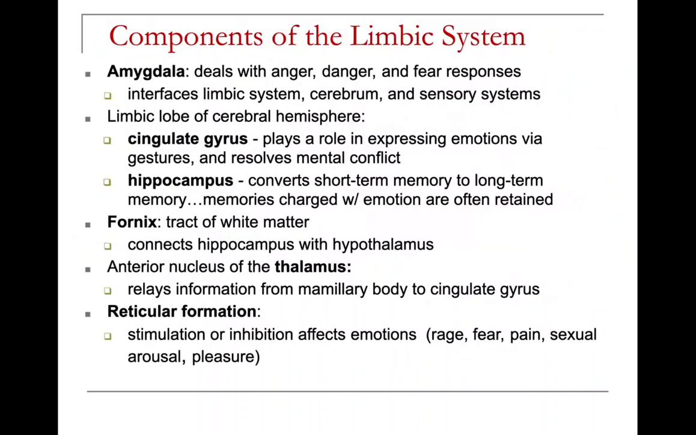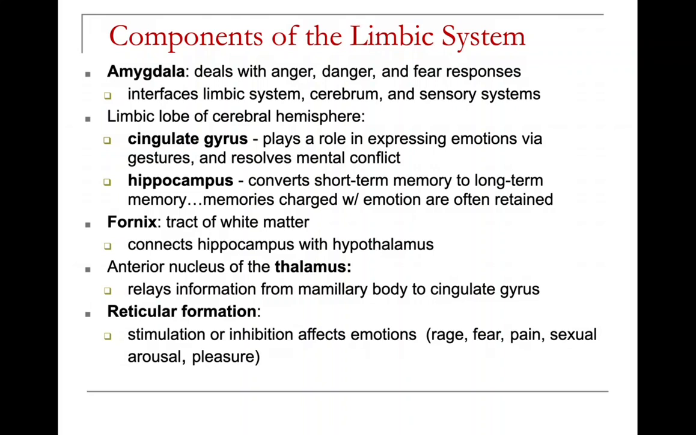So some components that are parts of the limbic system. The amygdala deals with anger, danger, and fear responses. It interfaces the limbic system with the cerebrum and sensory systems. The limbic lobe of the cerebral hemisphere is going to have the cingulate gyrus. It plays a role in expressing emotions through gestures and helping to resolve mental conflict. The hippocampus will convert short-term memory to long-term memory. And then the memories that get charged with emotion are often retained more.